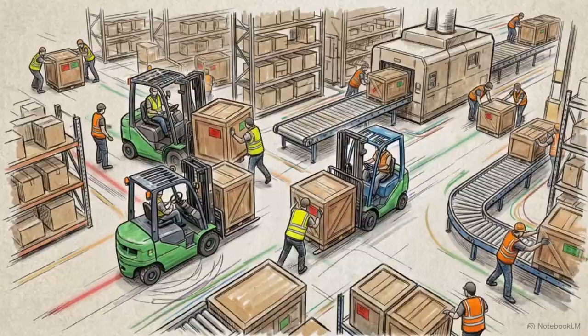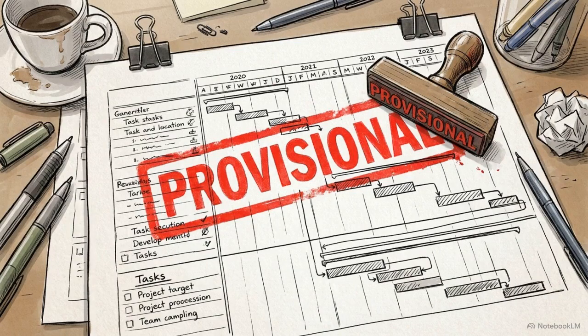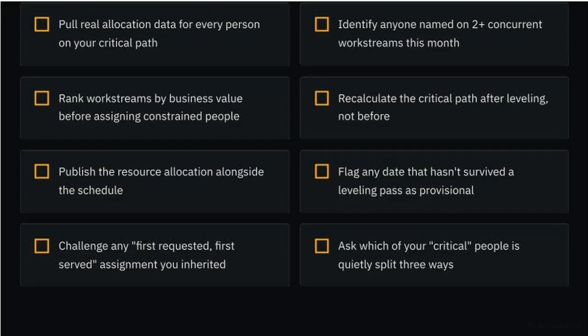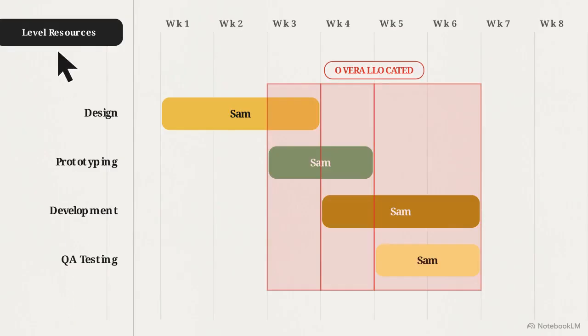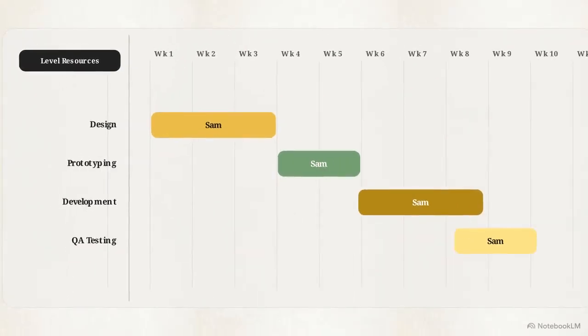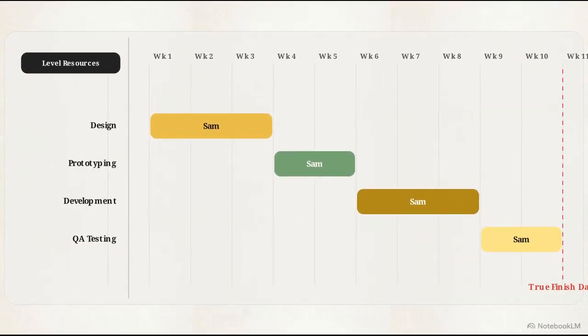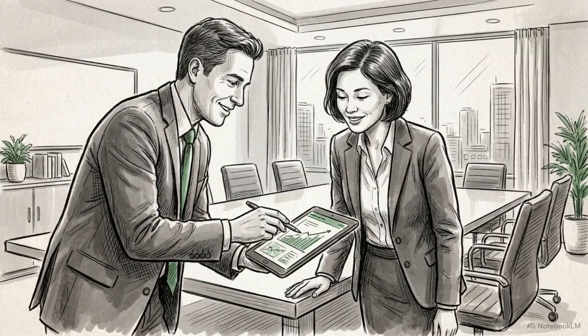Before you officially baseline your next project, you need to run your draft schedule against a final set of diagnostic checks. Here is the complete 8-point checklist. Pause the video and take a screenshot of this right now. Use it to interrogate your own plans. Treating every beautiful Gantt chart as a rough draft until it passes a resource leveling stress test is the only way to build a plan leadership can actually trust.